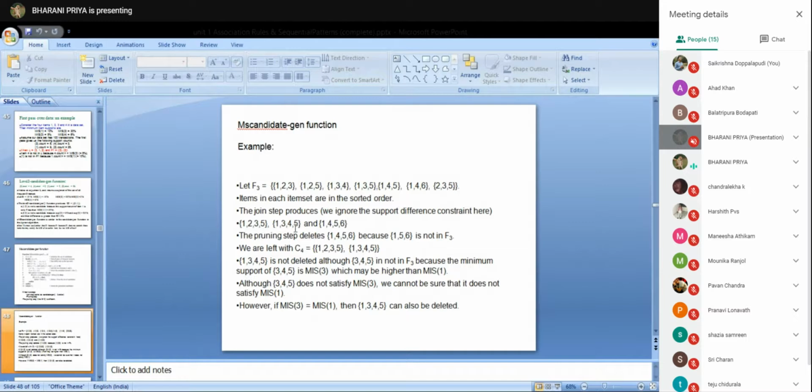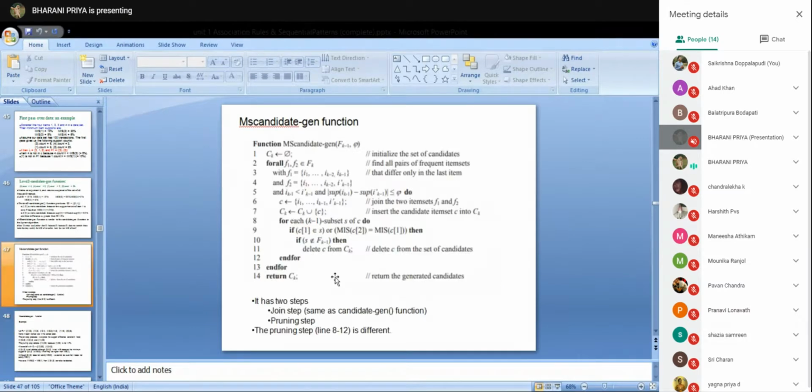Now we have 1, 2, 3, 5 and 1, 3, 4, 5. But though 3, 4, 5 is not there in F3, we are not going to delete 1, 3, 4, 5 from the set. Why? Because if you see this algorithm, if the first element is there in S and MIS of candidate C2 is equal to MIS of C1, then only you can delete the item.